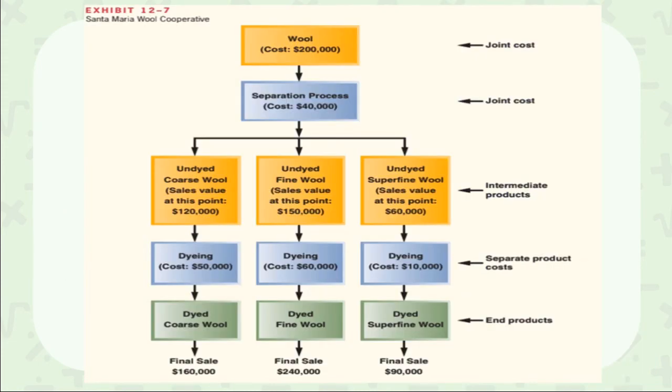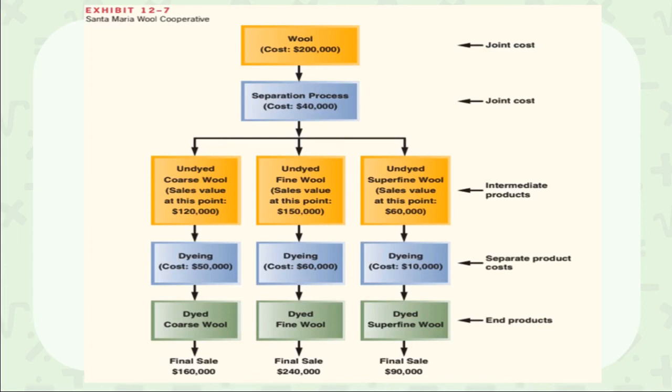As shown in Exhibit 12-7, Santa Maria Wool Cooperative has two joint costs, the cost of the wool, which is $200,000, and the separation process, which costs $40,000. The intermediate products are the undyed coarse wool, undyed fine wool, and undyed superfine wool. The sales value of the undyed coarse wool at this point is $120,000. The undyed fine wool has a sales value of $150,000, and the undyed superfine wool has a sales value at this point of $60,000.